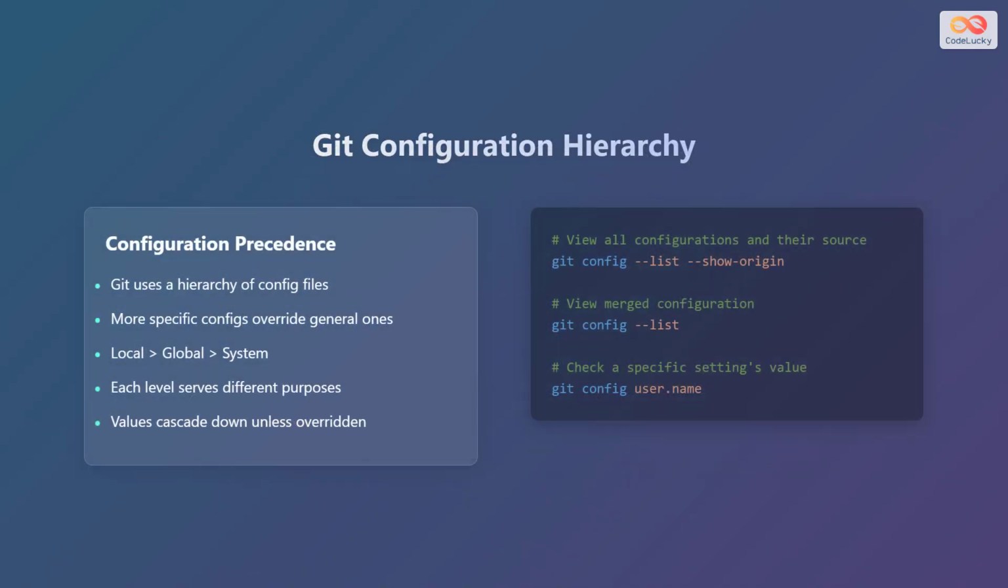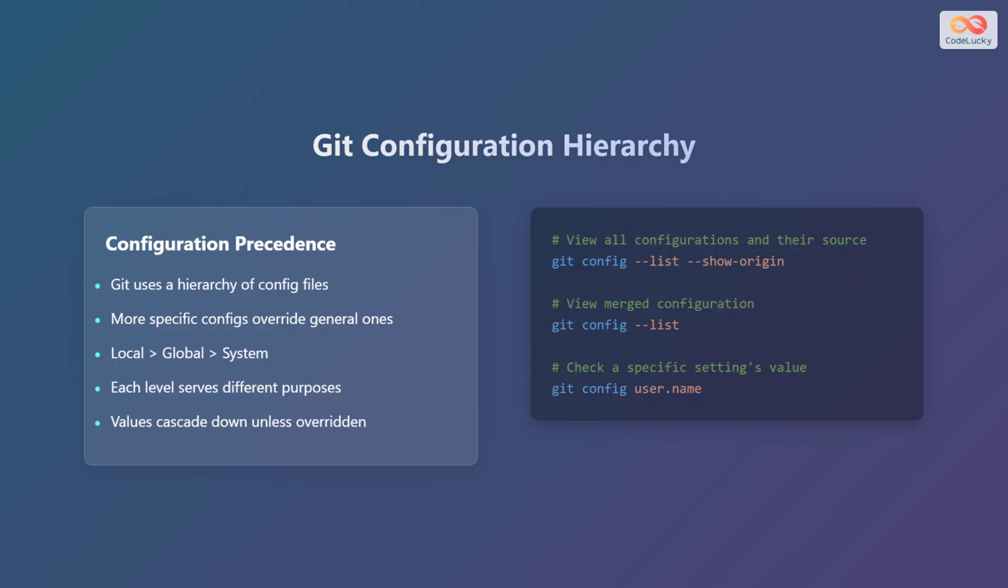Git uses a hierarchy of configuration files to determine settings. More specific configurations override general ones. It follows this order: local overrides global, which in turn overrides system. Each level serves different purposes, and values cascade down unless overridden.